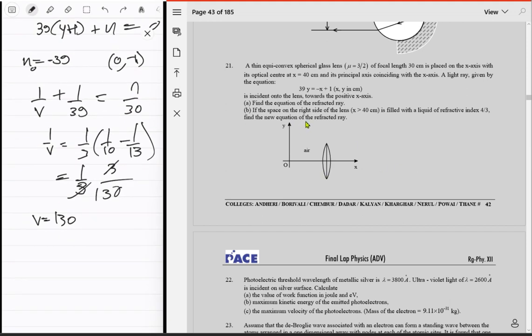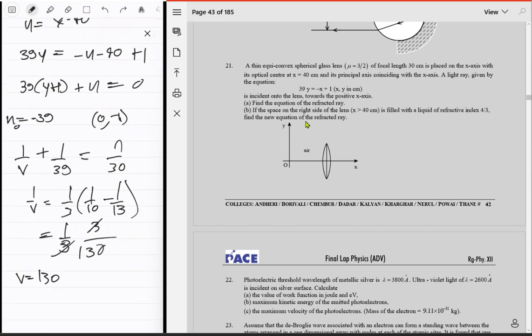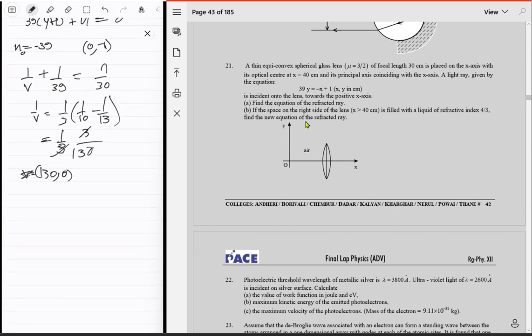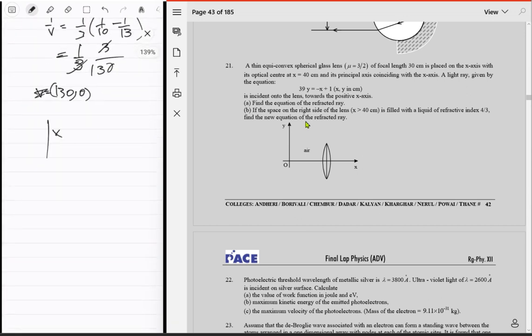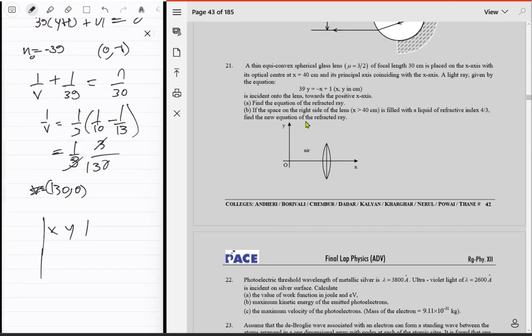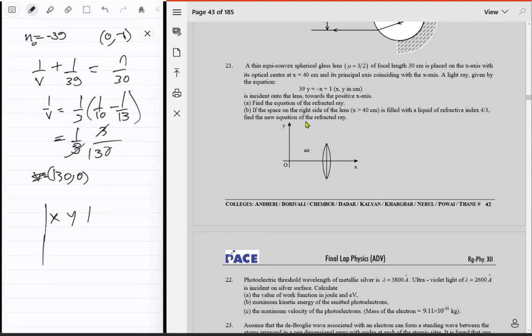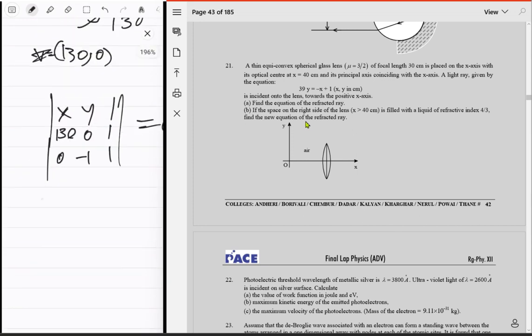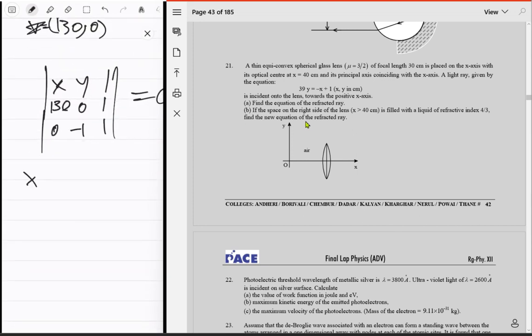Find the equation of the refracted ray. Of course. And your point will be (130, 0), right? It's passing through this point. So the determinant with rows x, y, 1, then 130, 0, 1, and 0, -1, 1 is equal to 0. Let's see what we get for x. This is very weird. I was not expecting something like this.